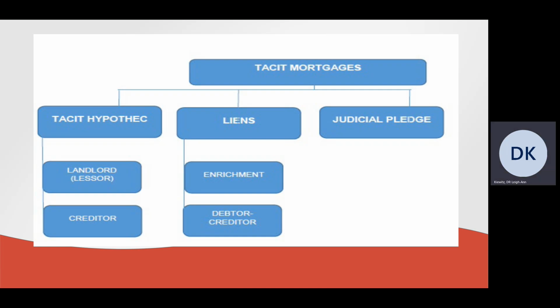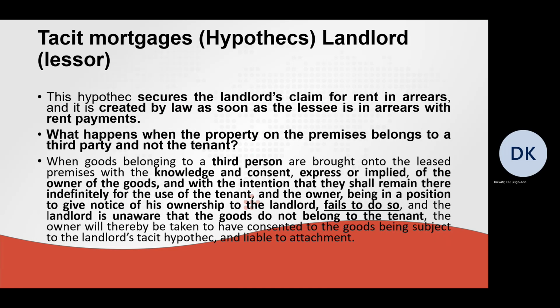We have now discussed conventional mortgages. In this section, we will discuss tacit mortgages. Now, tacit mortgages consist of the tacit hypothec, liens, and judicial pledge. So let's move on to the first category of a tacit hypothec, namely the landlord-lessor hypothec.